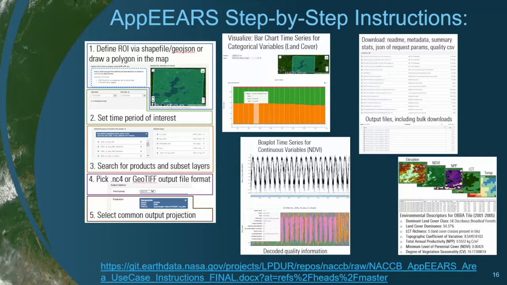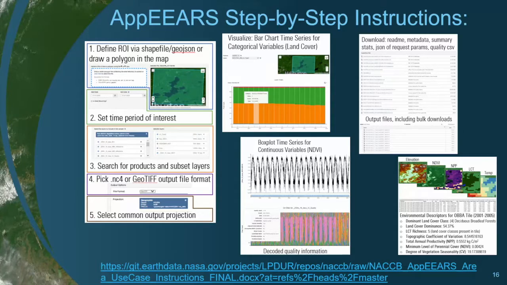You will begin by submitting a request where you will define a region of interest from a shapefile for the specific OBBA tile we are interested in, setting a time period of interest, and navigating the AppEEARS product search to find the products and layers you are interested in. From there, for area samples, you will need to select your desired output file type and a common output projection. The request should be completed in just a few minutes.